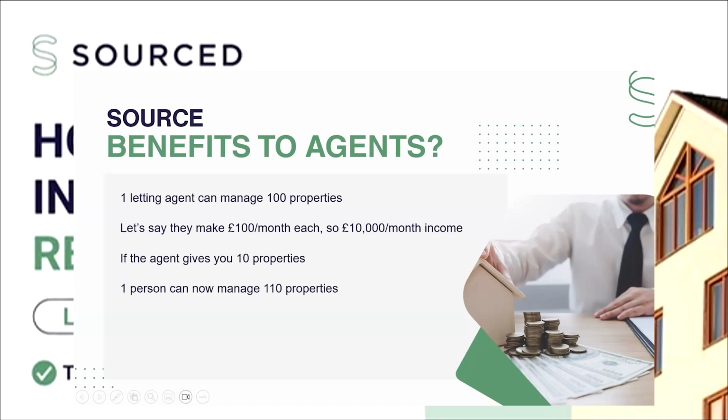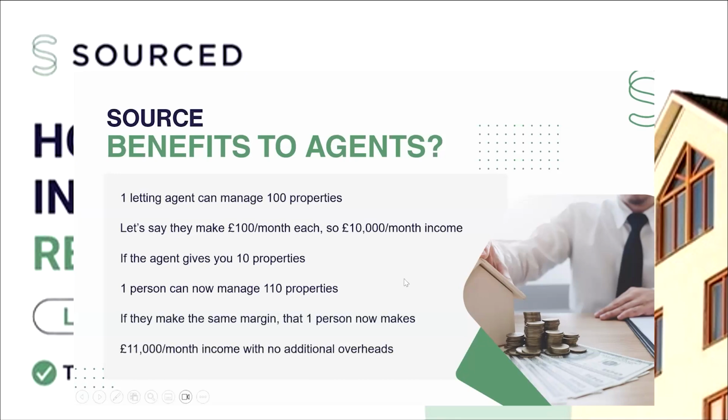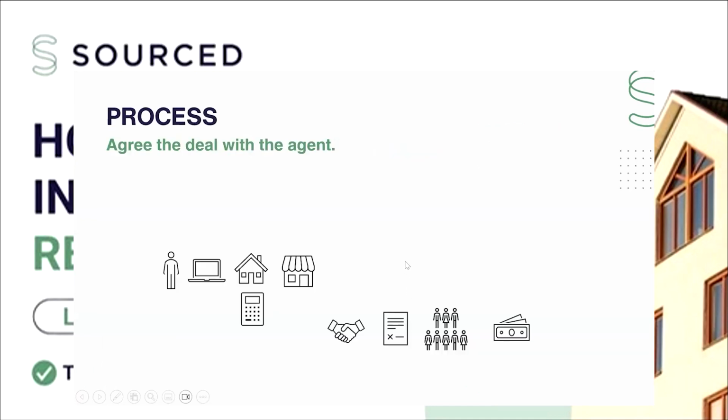Now that one person in the letting agency, because they've outsourced 10 properties to you, is now managing 110 properties, but it doesn't add to their workload in any way. Assuming they make £100 per month per property, that one person is now turning over £11,000. So you have increased the turnover without increasing the costs of that letting agency. You have made that letting agency more efficient and therefore more profitable. Nobody talks about that.